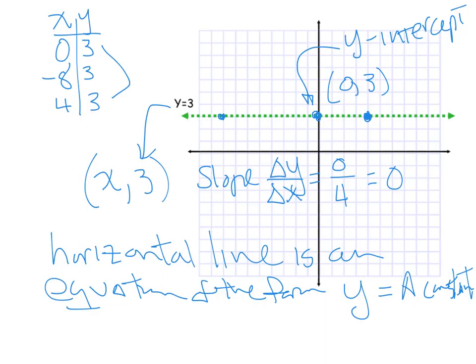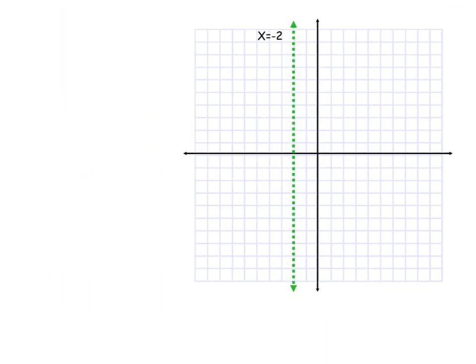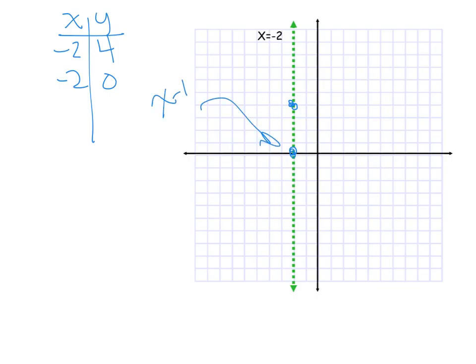Let's go on to the next slide and look at a vertical line. Here we have a vertical line, whose equation I'm claiming is x equals -2. What we're saying is every value of x is -2. So if we put in -2 for x, what comes out for y? Well, it could be anything. It could be 4, that would be the point (-2, 4). It could be (-2, 0). That would be our x-intercept.